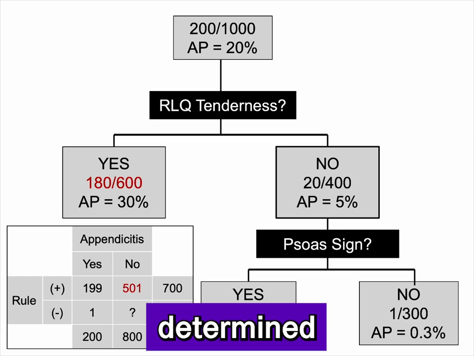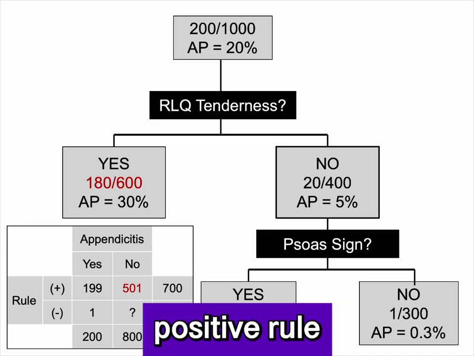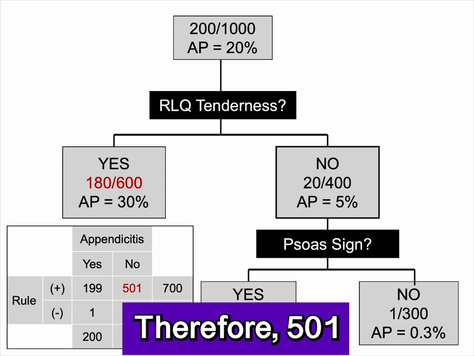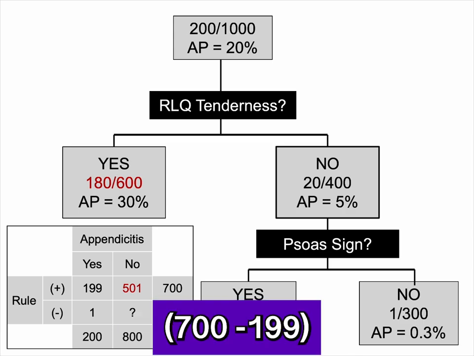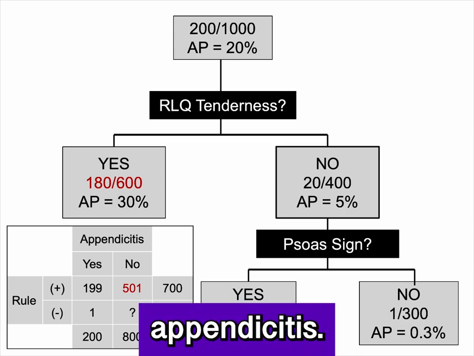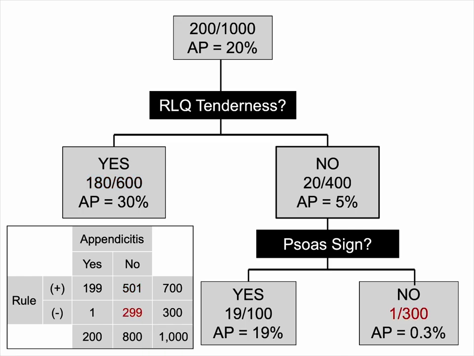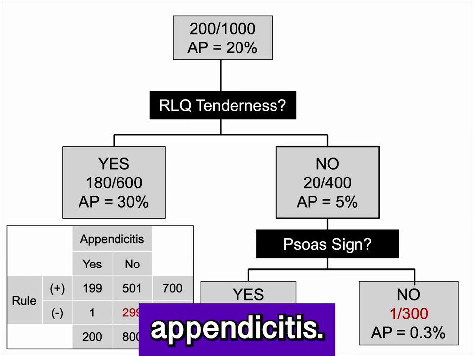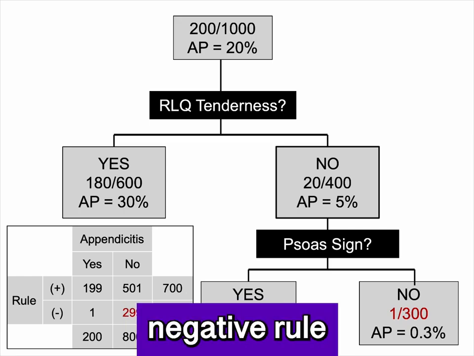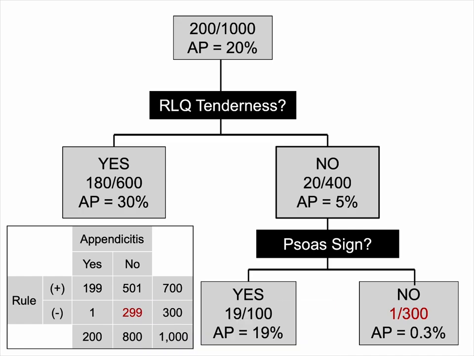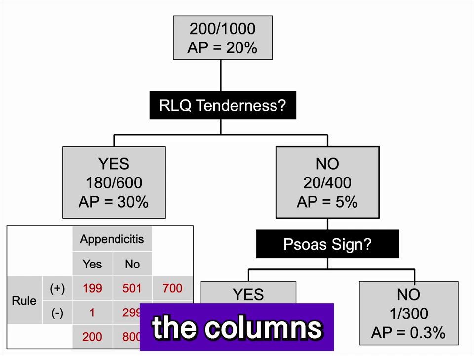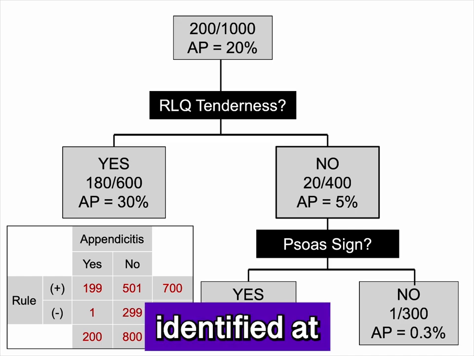We've previously determined that 700 patients had a positive rule, and 199 of those patients had appendicitis. Therefore, 501 patients, 700 minus 199, with a positive rule did not have appendicitis. We previously determined that 300 patients had a negative rule, and one of those patients had appendicitis. Therefore, 299 patients, 300 minus 1, with a negative rule did not have appendicitis. We've now completed our 2x2 table. As a quick check, the columns and rows add up to the marginal totals that we identified at the beginning.